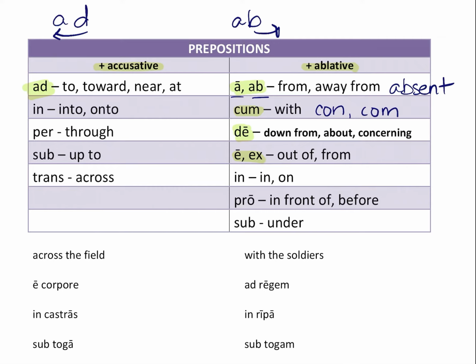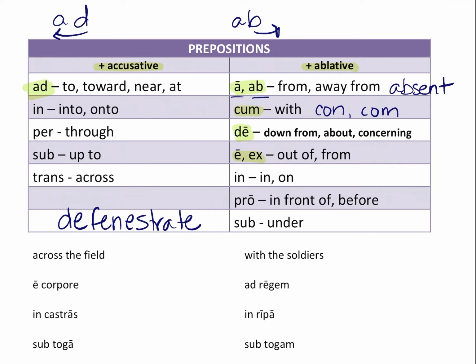De. Ooh, here's my favorite one. Here's a word we take in English: defenestrate. We know fenestra is a window. De means down from. So what does it mean in English? To defenestrate means to throw something out of the window.